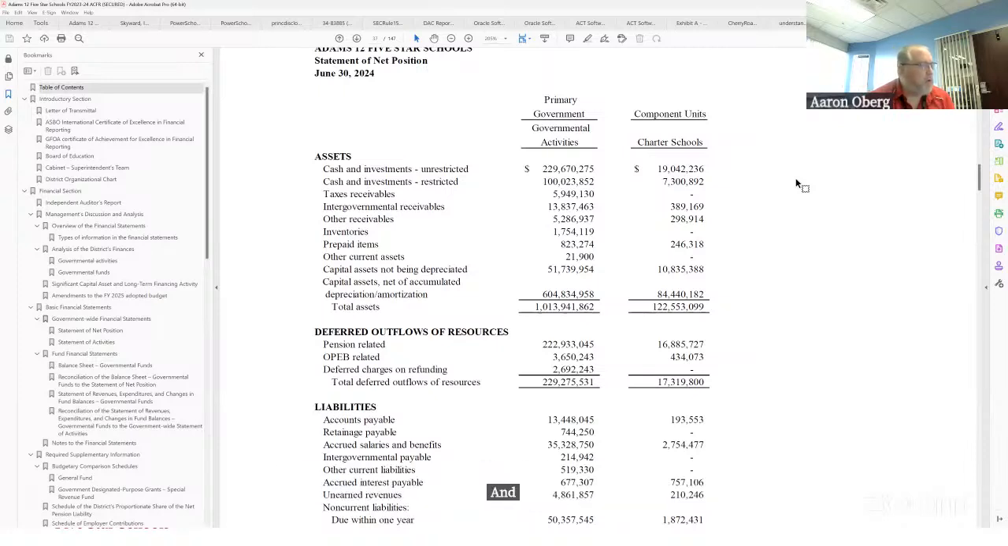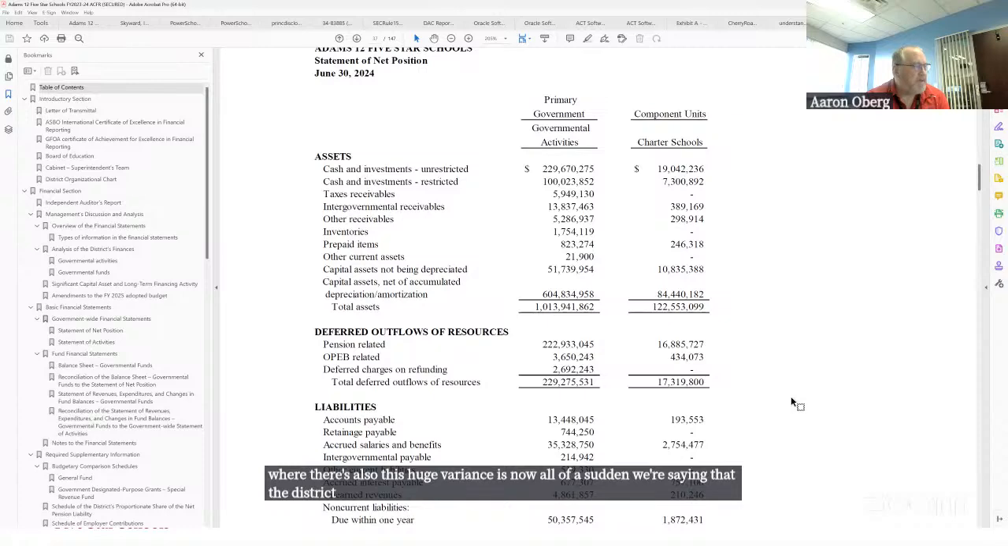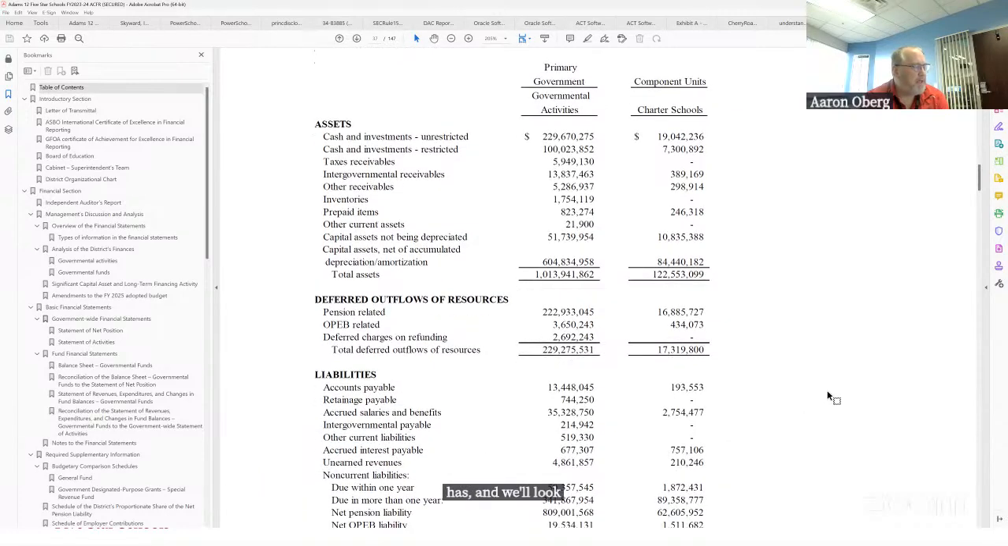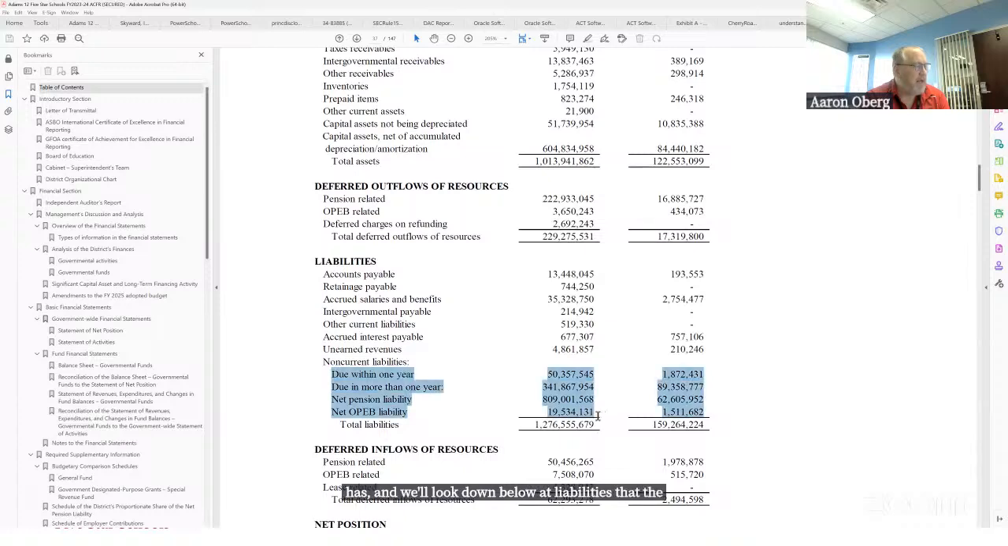And when you look at those assets, we have $1 billion worth of assets, which is exactly what we would expect. But remember that the buildings are net of depreciation. So the older our buildings are, the more they've been depreciated. Here, then, I think Kelly, is where there's also this huge variance: now all of a sudden we're saying that the district has, and we'll look down below at liabilities, a liability for pensions.